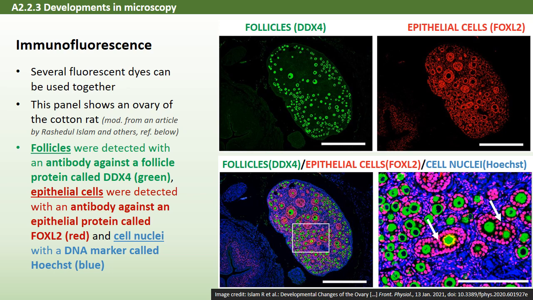Finally, cell nuclei were dyed with a DNA marker called Hoechst. This is not immunofluorescence. It does not involve antibodies. It's just a molecule called Hoechst which binds to DNA. And this molecule is fluorescent. It's blue. Then you can study all these colors separately and take pictures, put the pictures together to get a multicolored image.